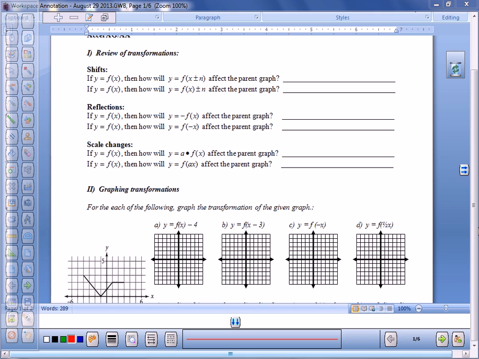Okay, so when we're reaching back into our memory to try to remember these, when we have it in this function notation, if we add or subtract something to the x value, what kind of shift is that? Horizontal. Okay, so this is a horizontal shift.